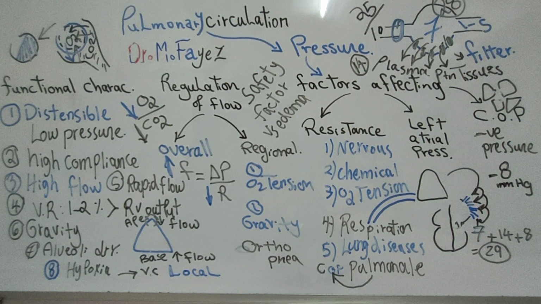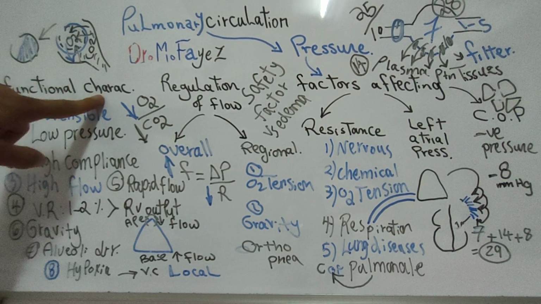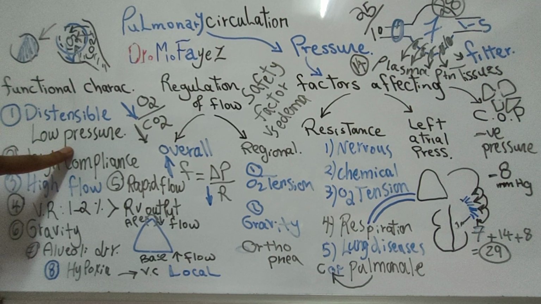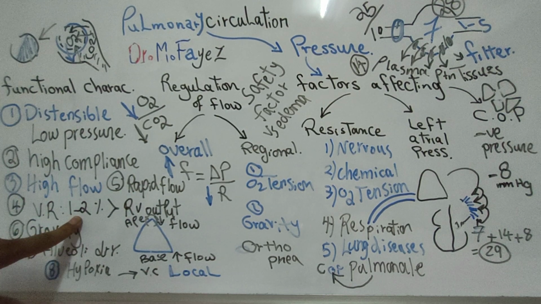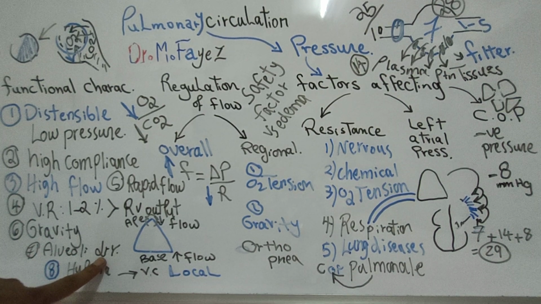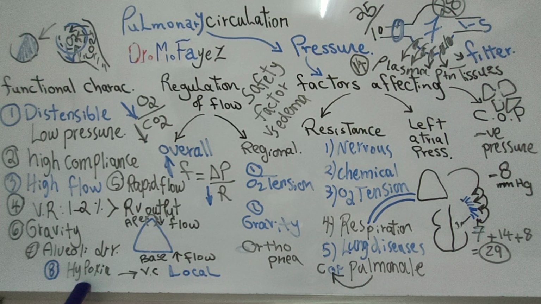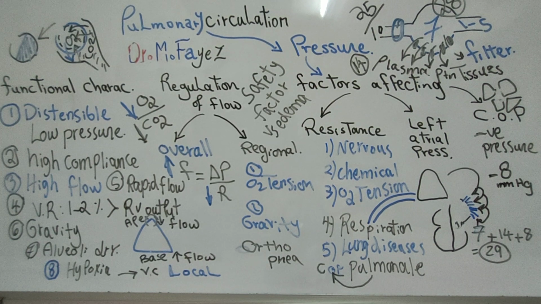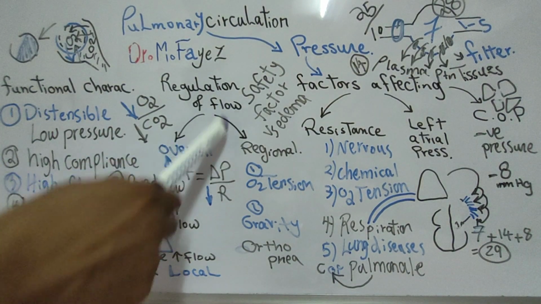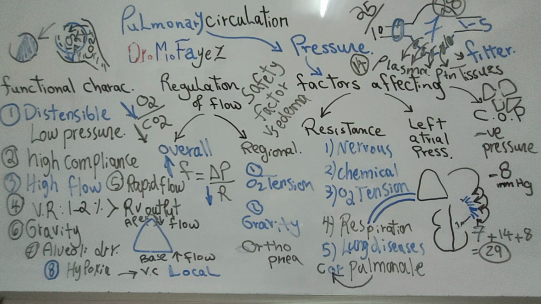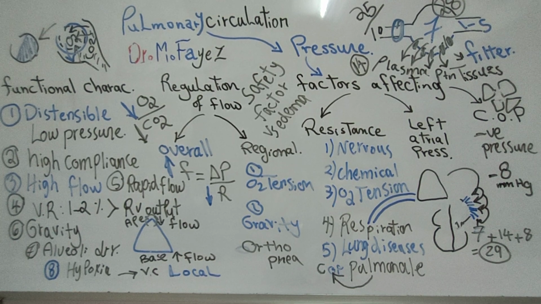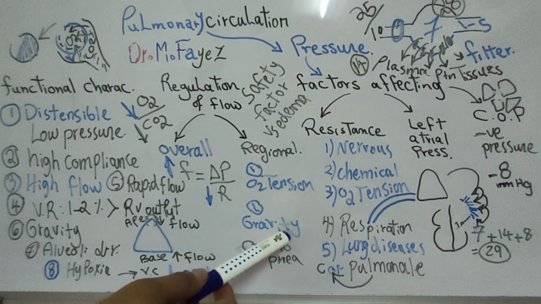interstitial spaces. So at the end of our video, we discuss functional characteristics of pulmonary circulation: distensible, low pressure, high compliance, high flow, rapid flow, venous return 1 to 2% above right ventricular output, effect of gravity, alveoli kept dry, and we discuss the effect of excessive lymphatics, and also the low net filtration pressure, effect of hypoxia, local vasoconstriction, which is contrary to systemic vasodilatation, and regulation of flow. Overall, we know that if cardiac output increases 7 times during exercise, the flow will increase only slightly. This is very important. Regional regulation, effect of oxygen tension and gravity.